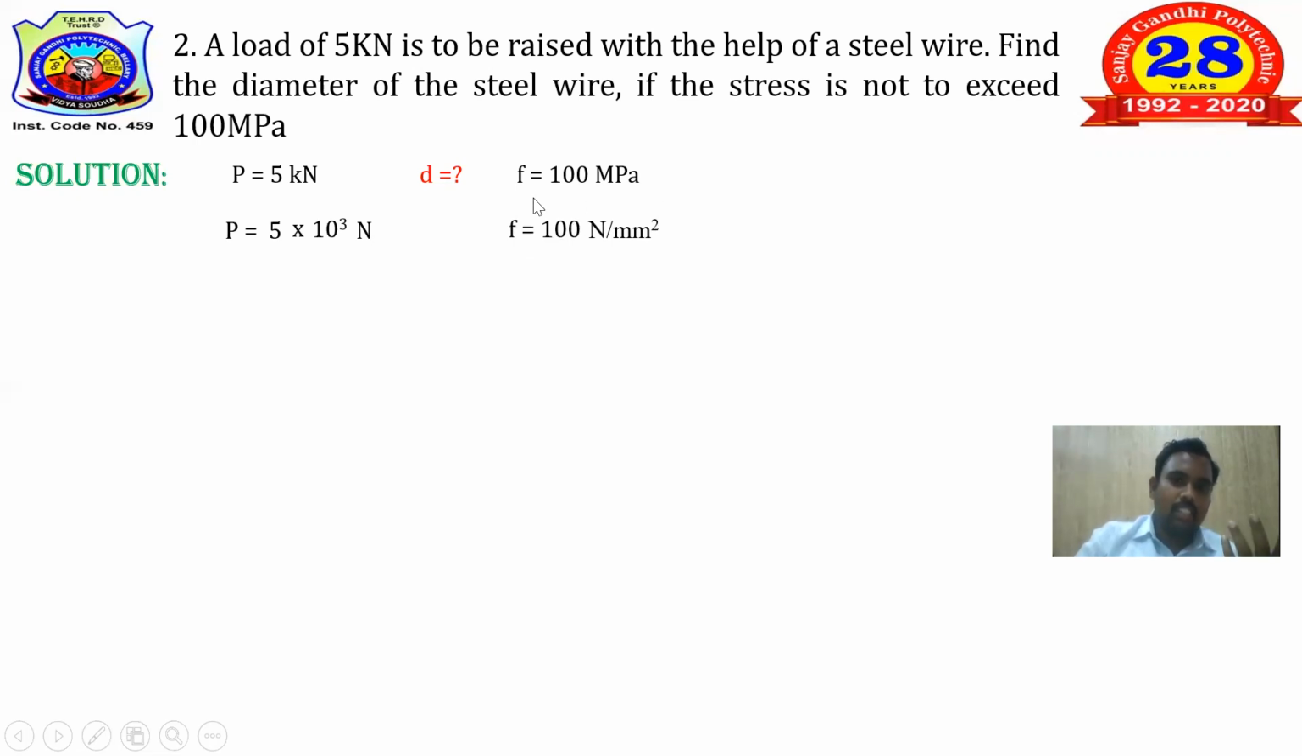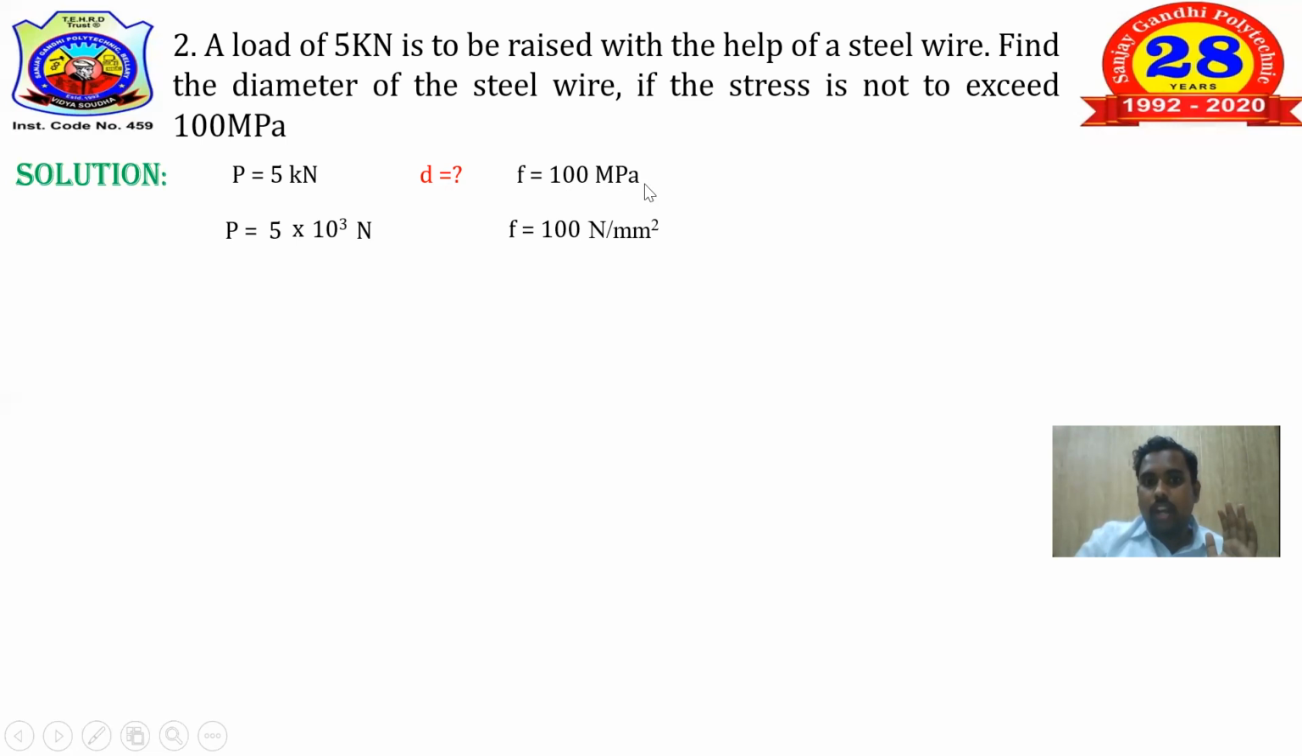In the previous class, I explained how to convert megapascal, with around 4 to 5 steps to get the final answer. There's one more very quick shortcut, students. If it is megapascal, remember this: you keep it as it is, without any conversion, without any change in value.